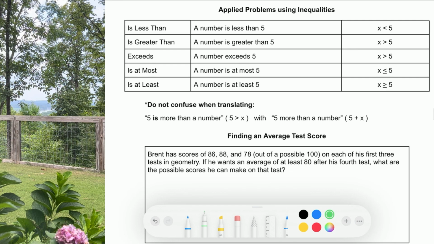Now let's look at applied problems using inequalities. So again, if it says is less than, so think translating, it's going to be x is less than 5. You're going to write it like this. So if it says a number is less than 5, or a number is greater than 5, a number exceeds 5, a number is at most 5, a number is at least 5. These are the patterns of what you would translate it into from a word problem.